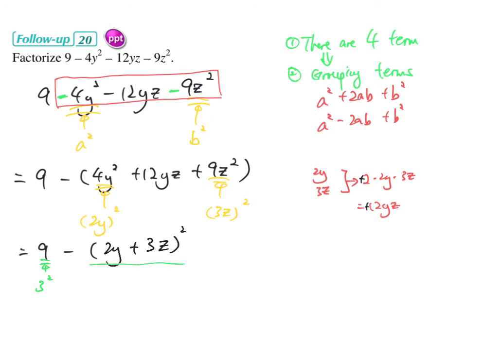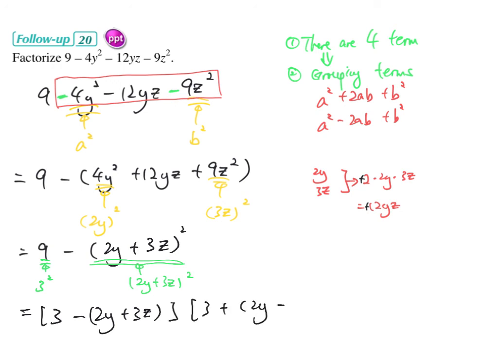And then for this 9, it becomes 3 squared, and here we have (2y plus 3z) squared. We can further factorize it to (3 minus (2y plus 3z)) and (3 plus (2y plus 3z)), remember the brackets. Then we simplify it. It becomes (3 minus 2y minus 3z)(3 plus 2y plus 3z).